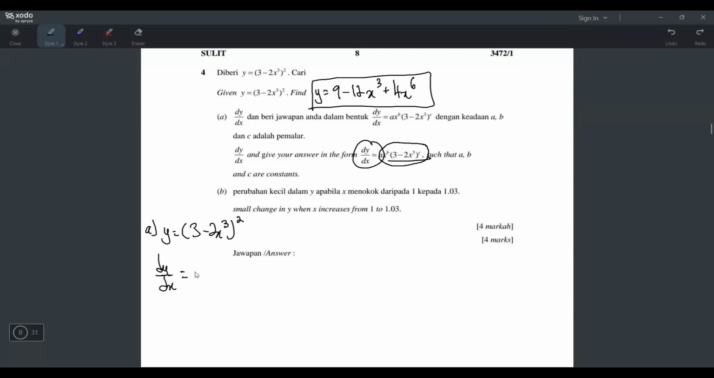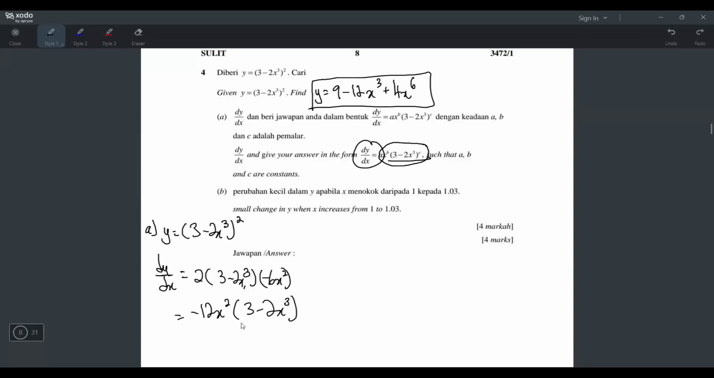So 2 times the number in front becomes 2, then the bracket (3 minus 2x) power 3, and then the power has to minus 1, which is 1. But the power 1 no need to write. And don't forget, if you use this method, you have to open another bracket and differentiate what is inside the bracket as well. So differentiate 3 is 0, and differentiate negative 2x power 3 is negative 6x squared. And you end up with this, and your final answer would be 2 times negative 6x squared, which is negative 12x squared, then (3 minus 2x power 3), with power 1.